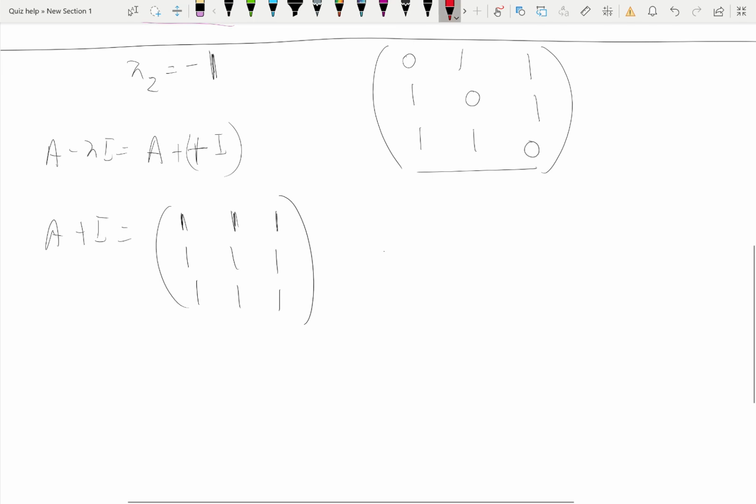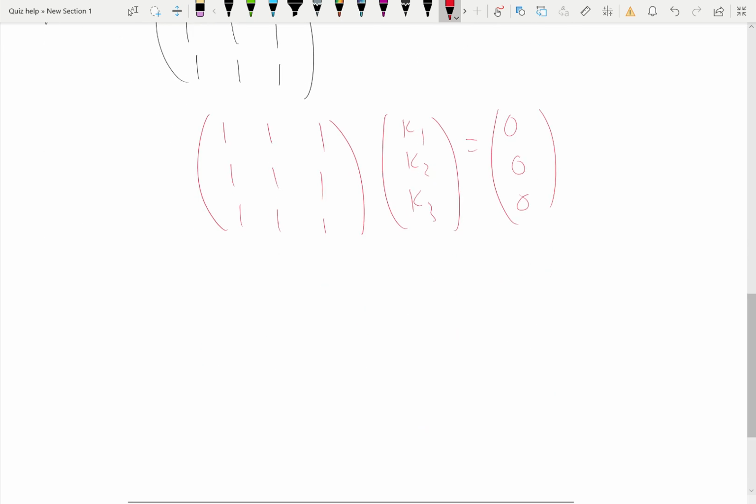Now we want to find the eigenvector. So what you do is 1, 1, 1, 1, 1, 1, 1, 1, 1 times little k1, little k2, little k3 is equal to 0, 0, 0. So now you want to solve this equation. Okay, so now we can use the Gaussian elimination. Really, we don't need the Gaussian elimination if you carefully look at this, but I will still do it.